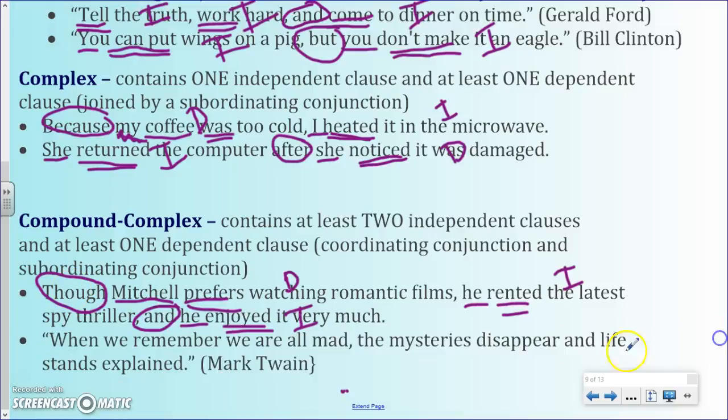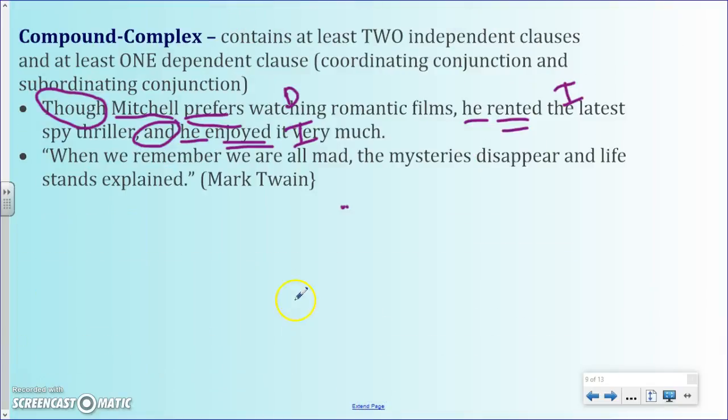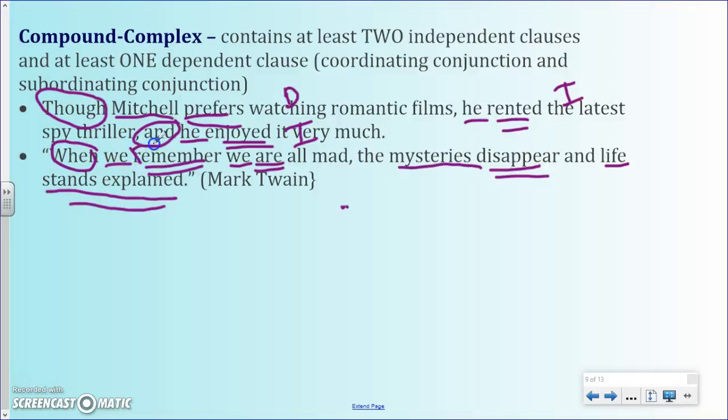Okay? Looking at the last one here. Let me move it up so you can see it better. When we remember we are all mad, the mysteries disappear, and life stands explained. Okay, so here we have 4. We underlined 4 subjects, we underlined 4 verbs. Now we're looking for things that smush them together and have it make sense in there. Okay, so when makes this dependent. So when we remember is dependent.